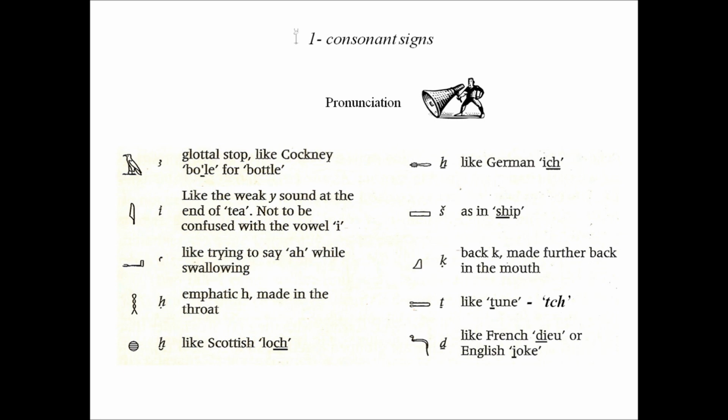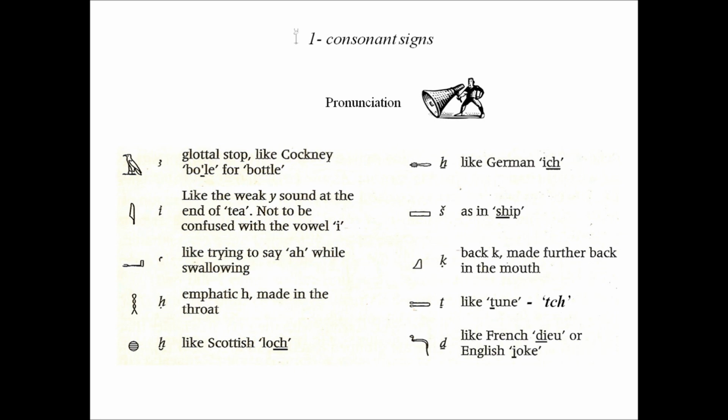The H with the dot underneath is the emphatic H made in the throat, "ha". The next H is like the Scottish "loch". The underbelly, another H, is like the German "ich". The swimming pool is as in "ship", sh.